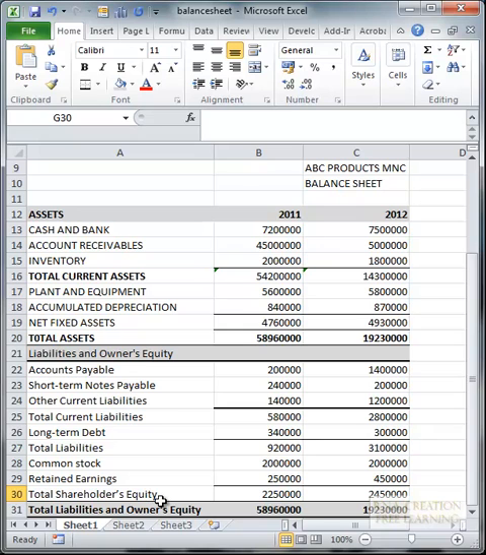Total shareholder equity comes to this amount, and that's it. This is so simple. This was just the basics of the balance sheet. There is much more in the balance sheet, but this is the basic.